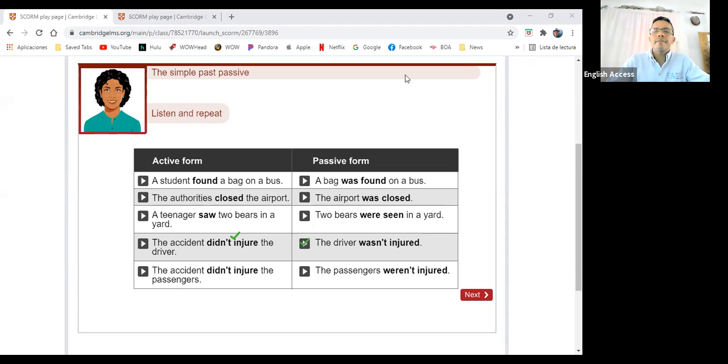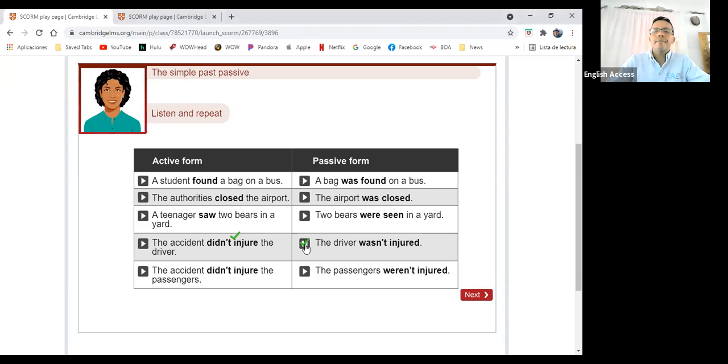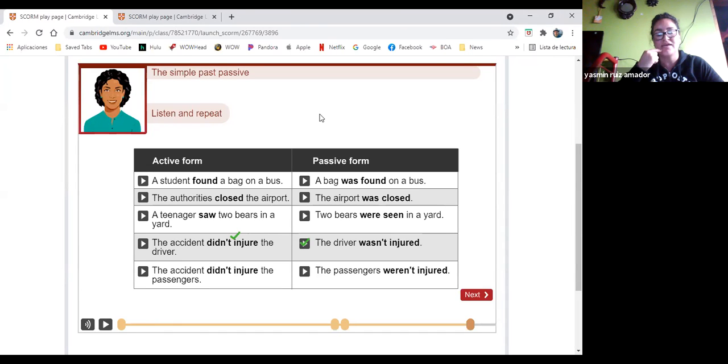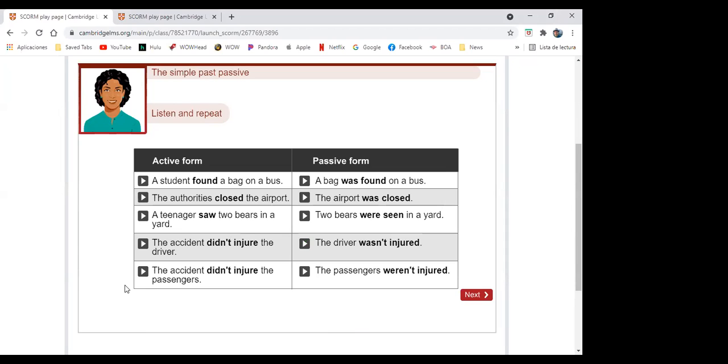Yasmin. Yes. The driver wasn't injured. Okay, Lucia? The accident didn't injure the passengers.